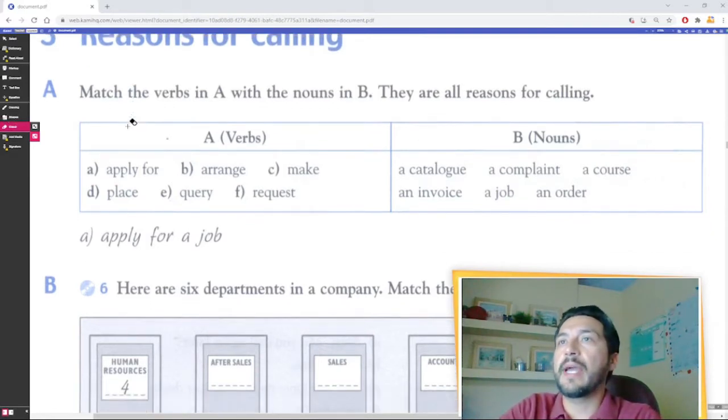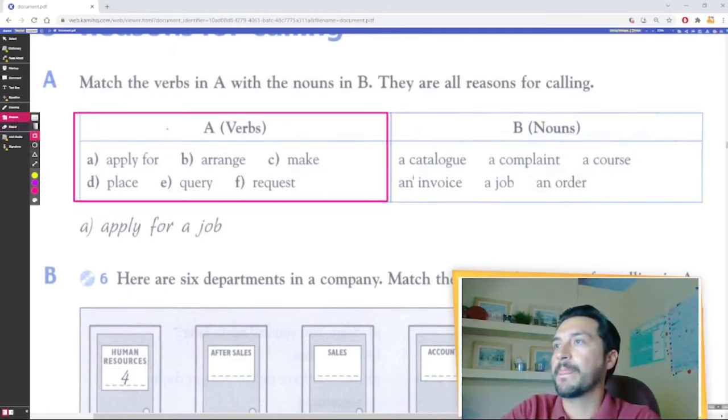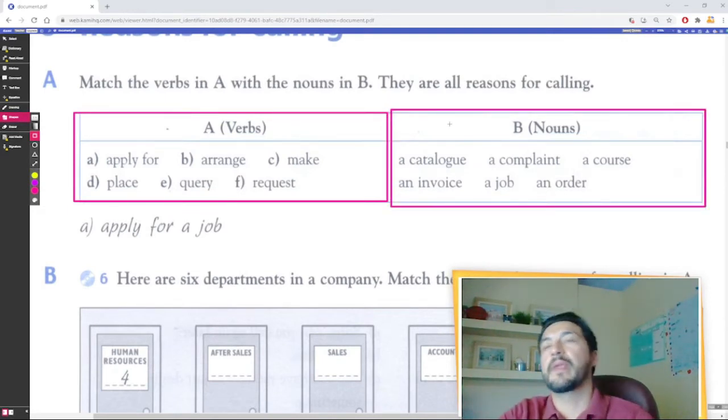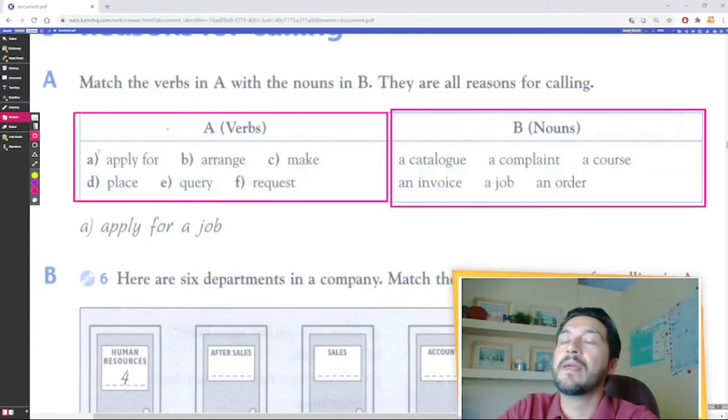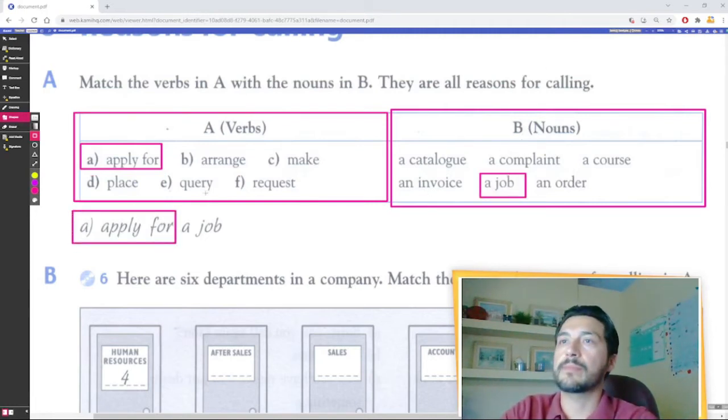So, here we have the verbs in column A, and the nouns in column B. For example, verb A, apply for, and the noun, a job. Apply for a job. Now, let's try B.